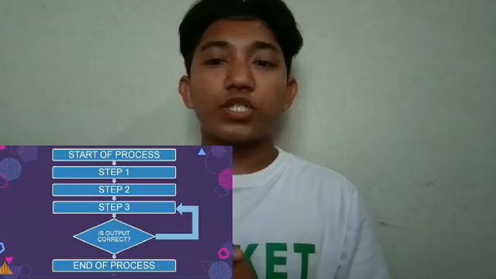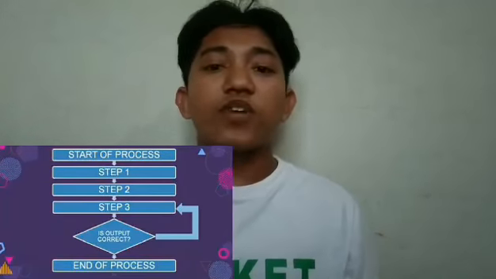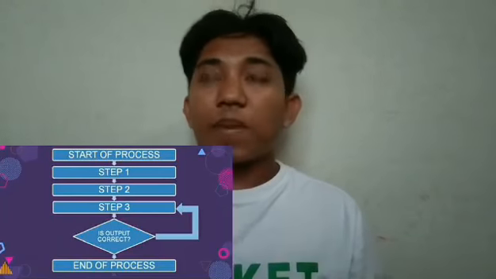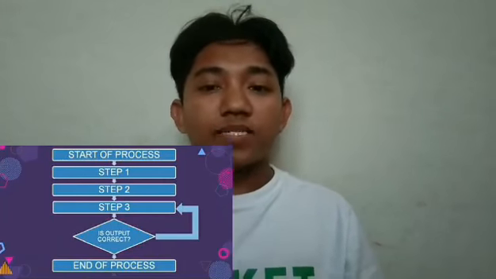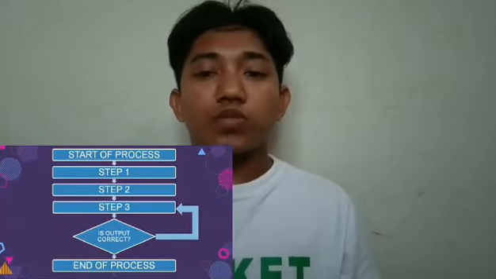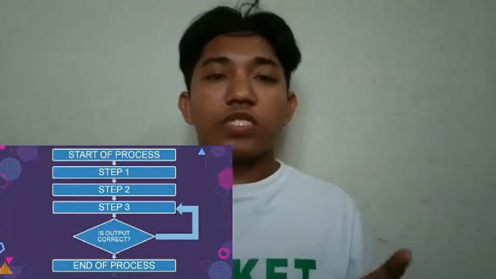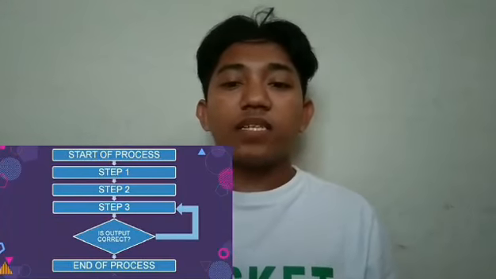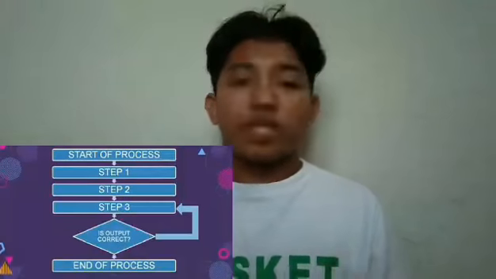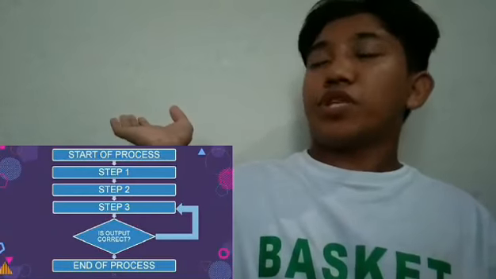Another definition, a flowchart can also be defined as a diagrammatic representation of an algorithm, a step-by-step approach to solving a task. This diagrammatic representation illustrates a solution model to a given problem. Flowcharts are used in analyzing, designing, documenting, or managing a process or program in various fields. So this is an example of a flowchart.